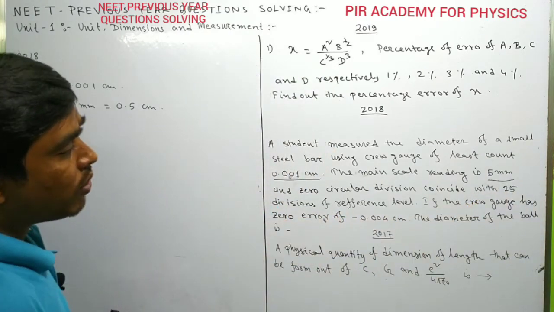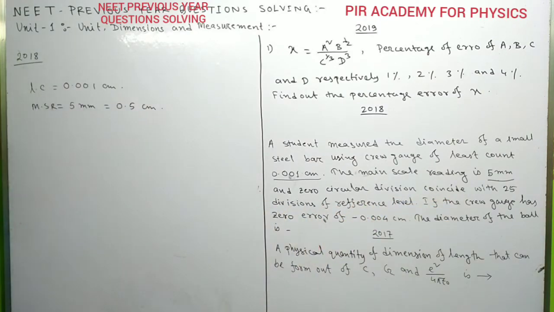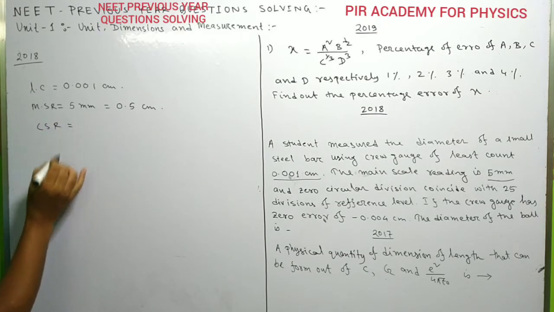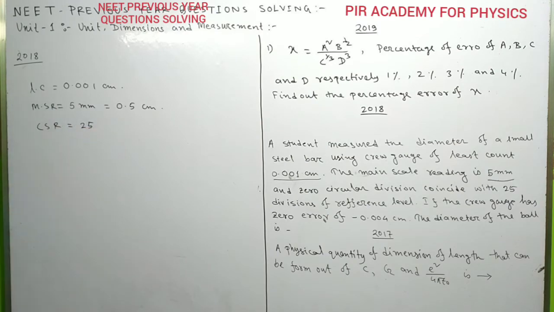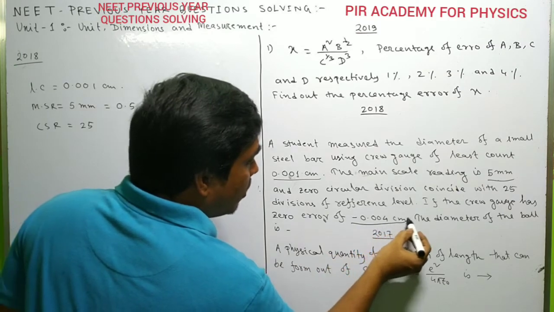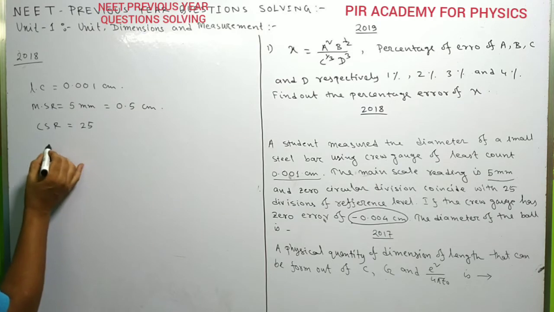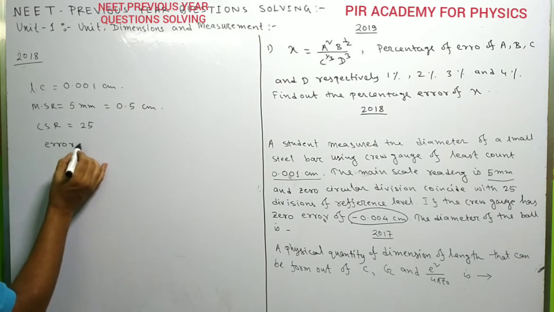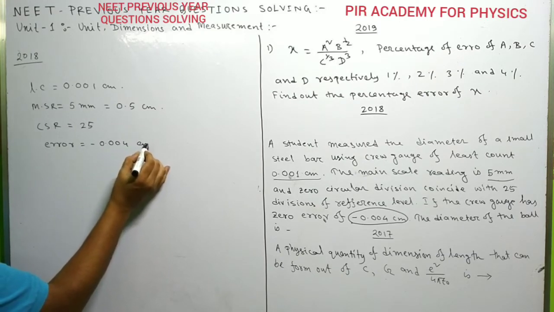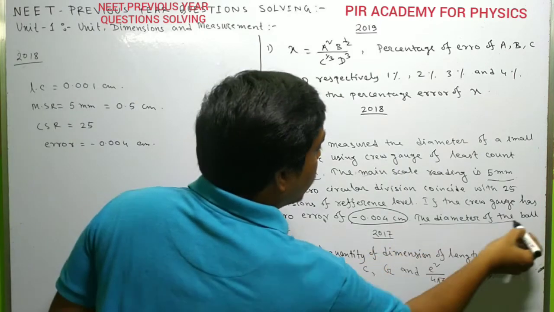Now, zero of the circular division coincides with the 25th division of the reference line. That means the circular scale reading is 25 and it has a zero error, this is the error of this screw gauge. So the error equals minus 0.004 cm. This is the reading. Now you have to calculate the diameter of this bar.